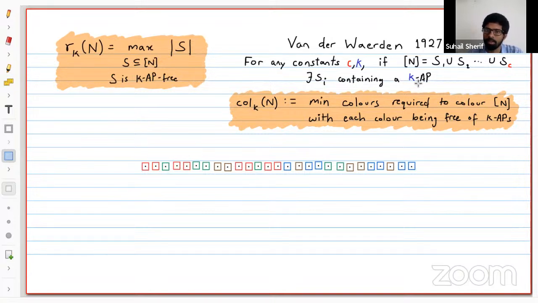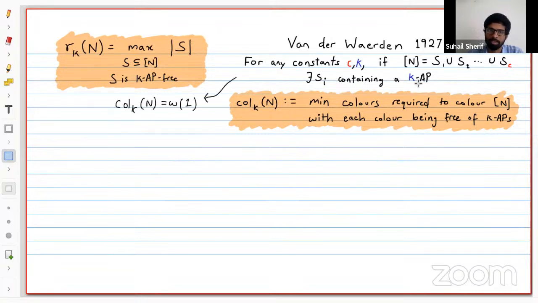So in terms of this coloring number, van der Waerden's theorem basically says that this coloring number must be super constant. As n increases, the number of colors that you need to use does need to increase. And although this coloring concept is very nice, many combinatorialists were more interested in this question, which is, what is the size of the largest set? And it feels like these statements should have something to do with each other.